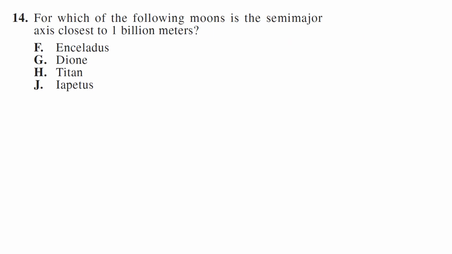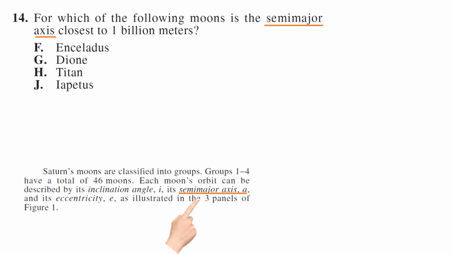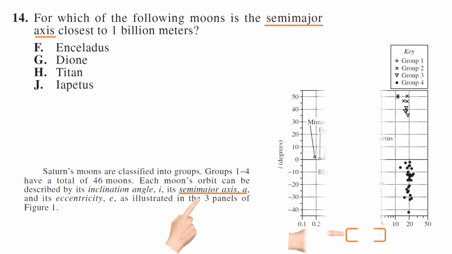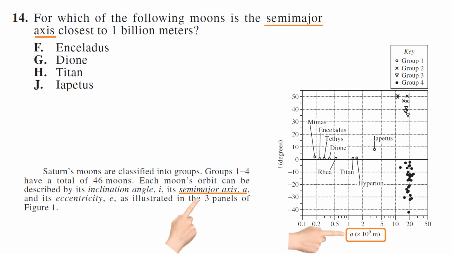Question number 14. For which of the following moons is the semi-major axis closest to 1 billion meters? We see semi-major axis described in the reading as the letter A. They put it in italics to bring your attention to it, and we see that in figures 2 and 3, right? So we see the A, which is listed in meters, which gives you that hint as well. But figure 3 doesn't have the names of the moons listed. So what does this mean times 10 to the 9th? Well, that means there's going to be a whatever number followed by 9 zeros.